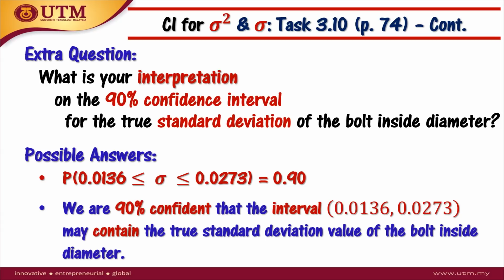Again, it is wrong to say that we are 90% confident that the true standard deviation value lies in the interval 0.0136 and 0.0273. You should rather stress that the interpretation of the confidence interval refers to saying that we are 90% confident that the interval 0.0136 and 0.0273 may contain the true standard deviation value.